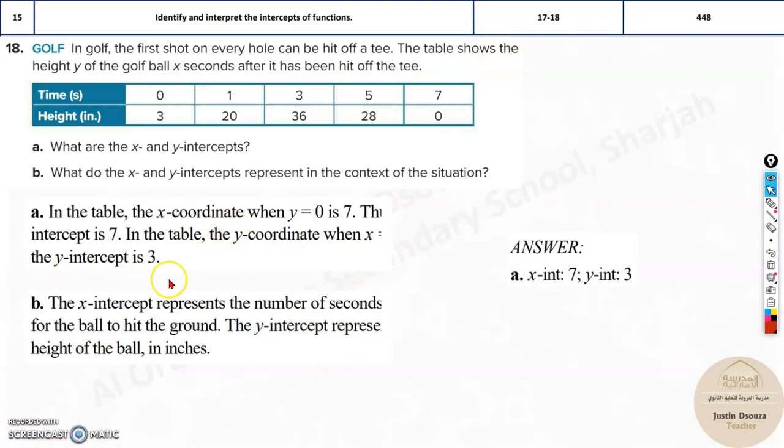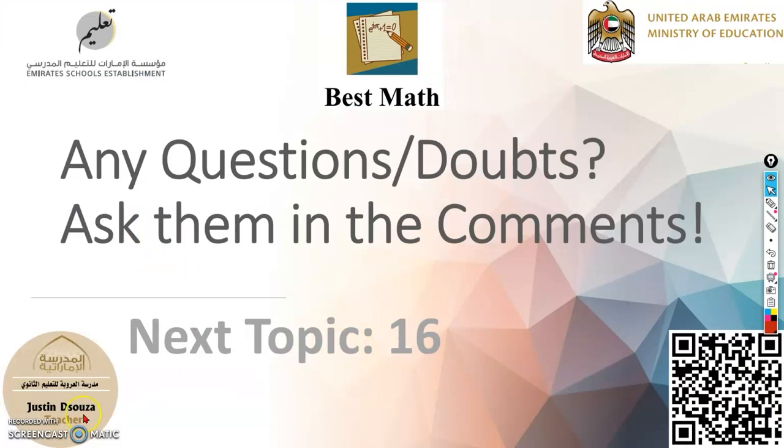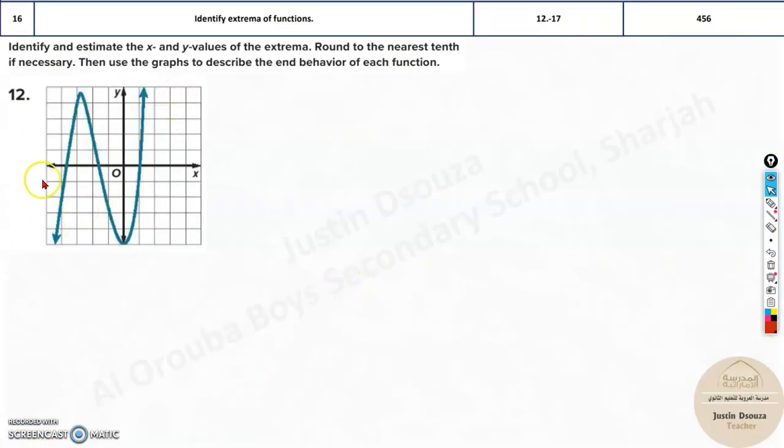And in the next section, we will move to topic number 16. Topic number 16 is about extrema of functions. Now here they have told you to estimate the extrema and then the end behavior. So instead of all the details, I'll tell you the easiest method, because you will have graphs and 4 options.